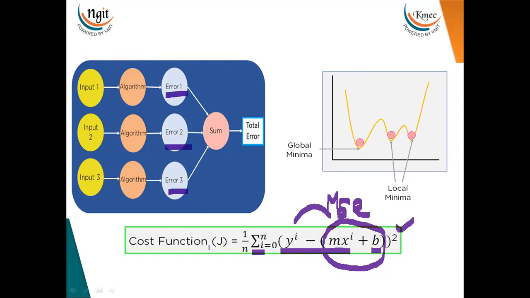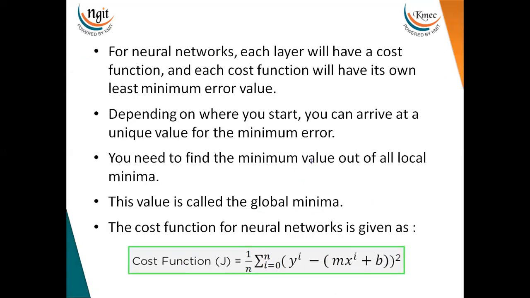So our cost function may be represented by mean square error, mean absolute error, or root mean square error. These are the different kinds of cost function to indicate the accuracy of your neural network. Now here, the terms that you should know are minima and maxima, and that minima and maxima is applicable for local level as well as global level.